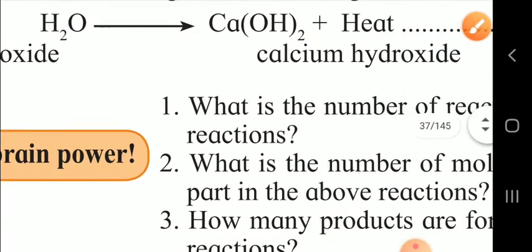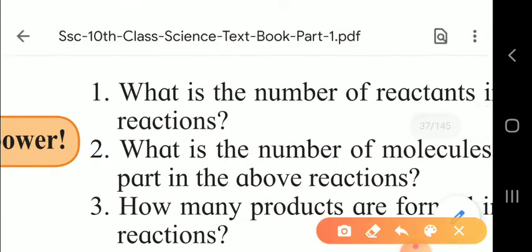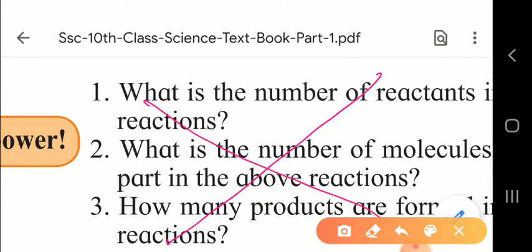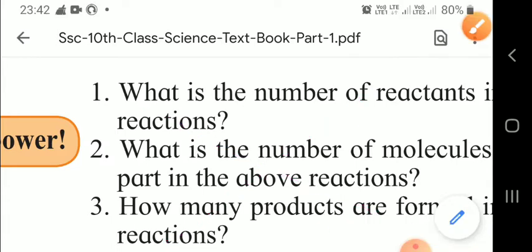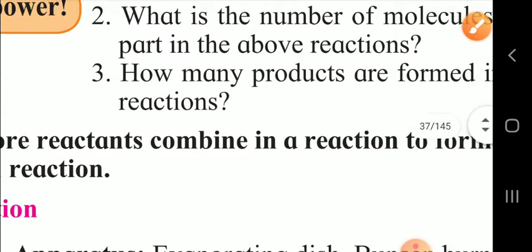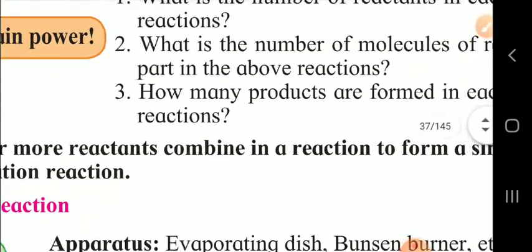Now children, use your brain power. Mostly they have cancelled; this is reduced for your syllabus. So how will we define the combination reaction? This is a very important point. You have to learn it by heart.